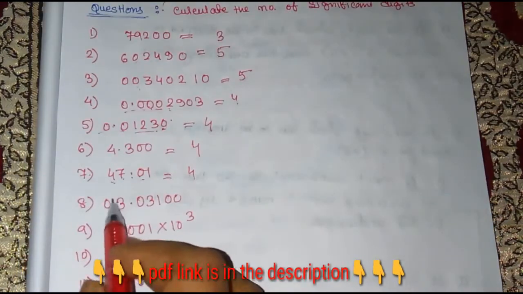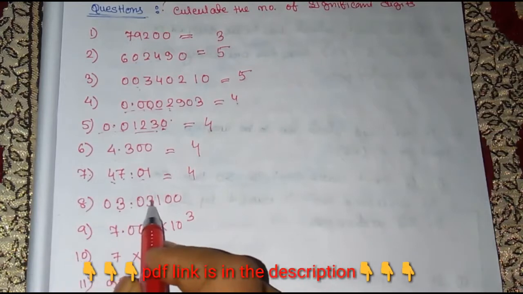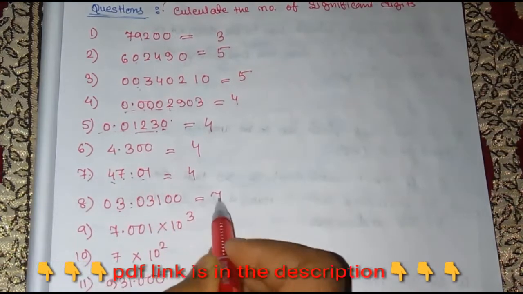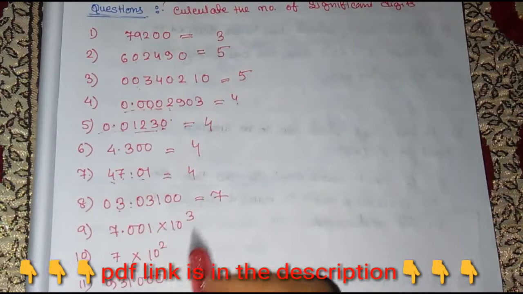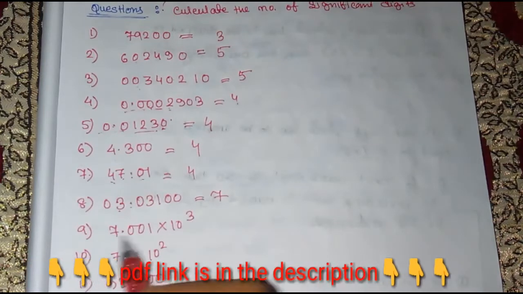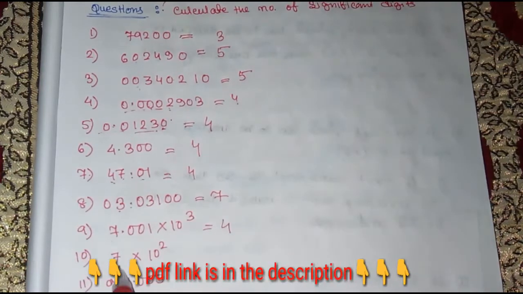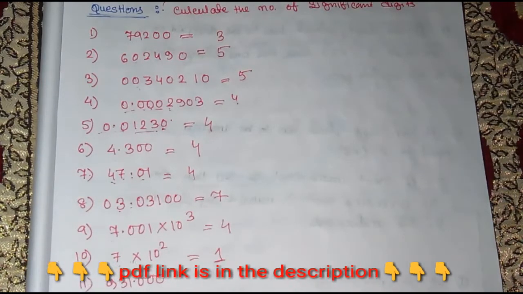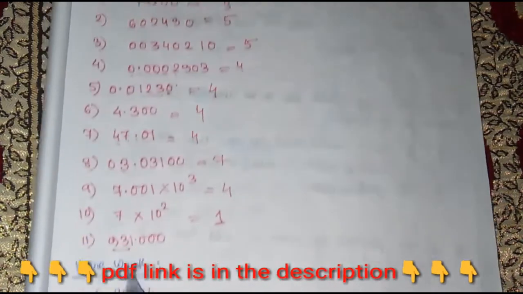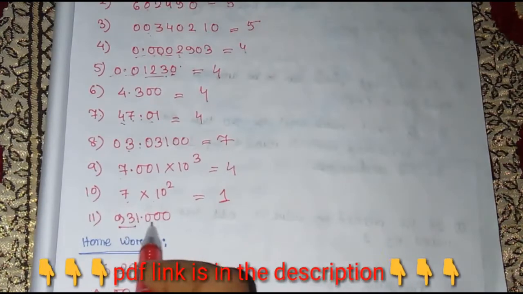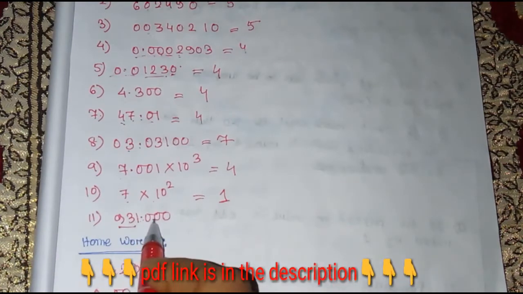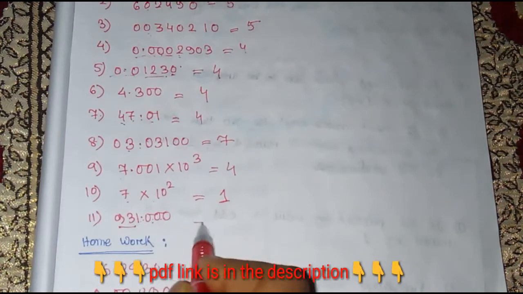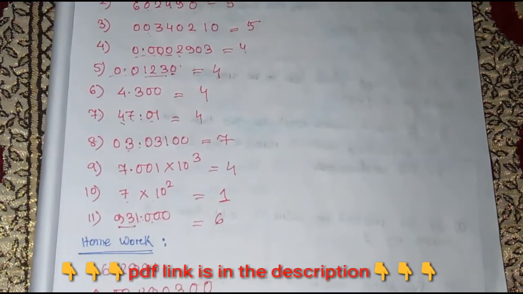Here this 0 will not be significant, so 1 2 3 4 5 6 7. This term is not a significant number because it is 10 to the power something. So 4 significant numbers. Here only 1 significant number. Here this is a non-zero term, so it is significant, and this term is after a decimal point, so this 0 is counted as a significant number, so this will be 6.